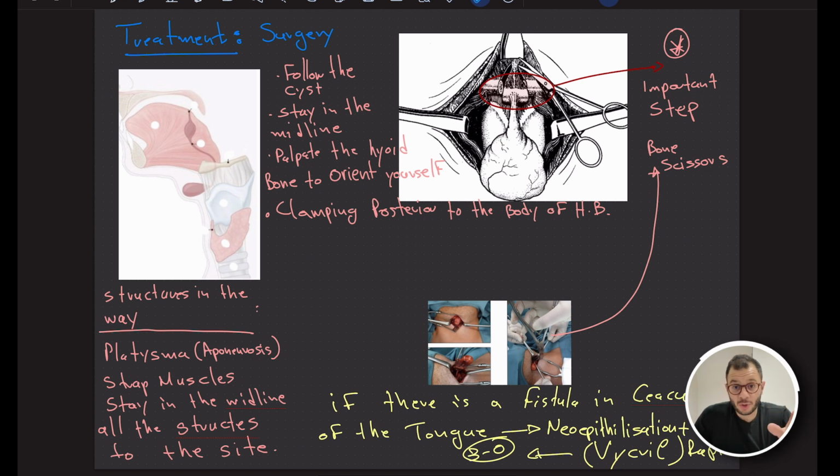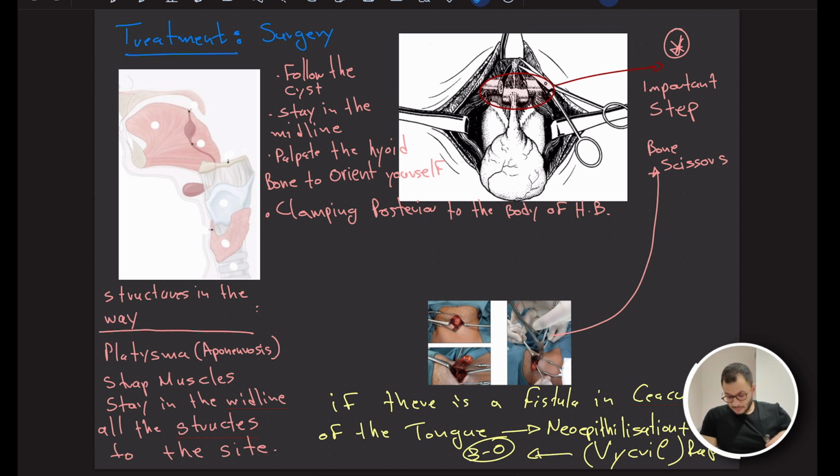Then in this case you will need to stay in the midline, and then you will need to orient yourself by always palpating the hyoid bone and working your way towards the hyoid bone. There are no major structures to damage in this area. Sometimes the anterior jugular vein gets in the way, but it's an easy ligation.